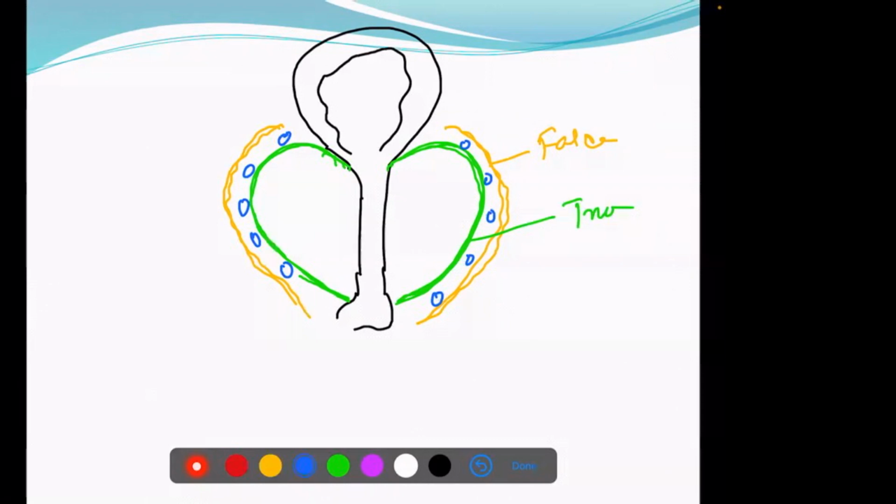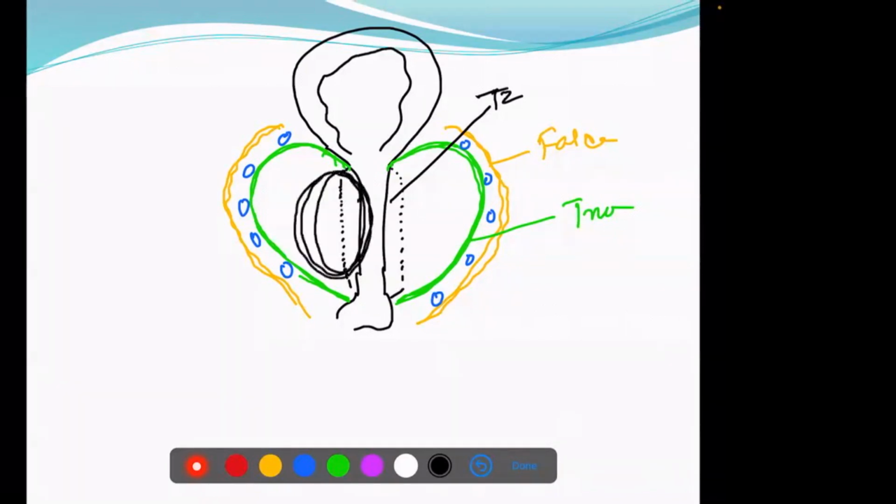The area of the prostate that lies around the urethra is known as the transition zone. This is the transition zone, and when there is BPH, this zone will get enlarged.